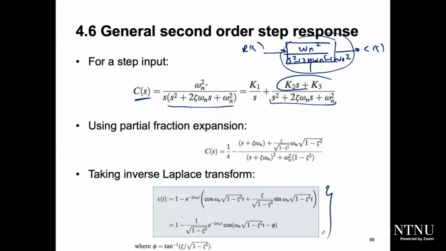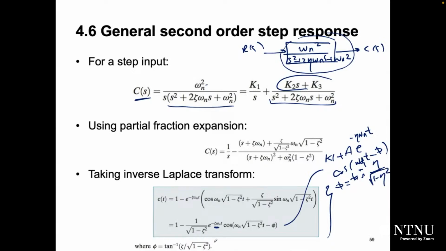And you can simplify it by getting this one. It will be an exponential, do you see? Minus zeta omega n. So in fact, you can say that it's K1 plus an exponential, the real part, minus zeta omega n t cosine omega d t minus phi, where phi will be tan inverse of zeta divided by square root of 1 minus zeta squared, right? So this is the real divided by imaginary part.